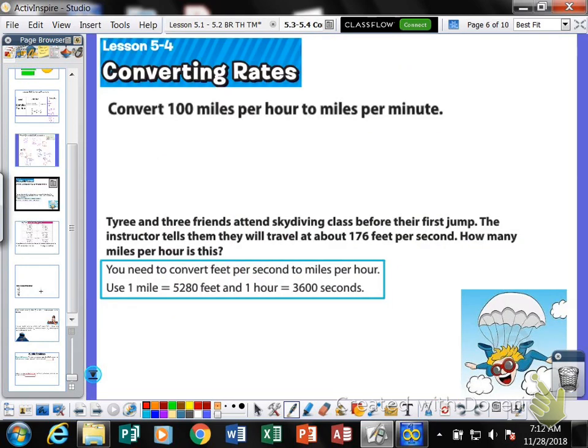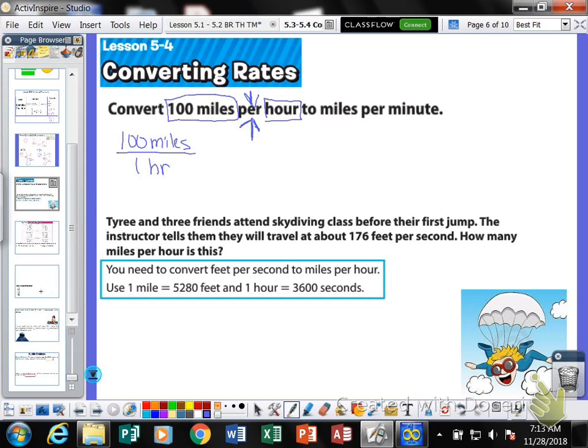All right, converting rates now. Convert 100 miles per hour to miles per minute. So here's the big thing. We want to start with what's given. 100 miles per, key point right here, per hour. Okay, so let's start there. So 100 miles, we write the word miles, over 1 hour. That's what we start with. That's the rate, 100 miles per hour.